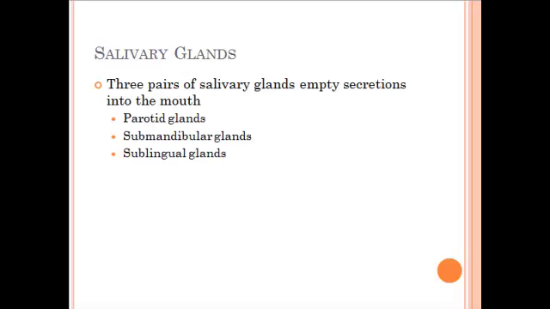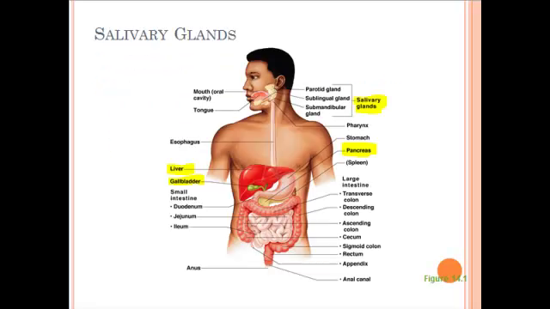There's three types of glands, three pairs of glands in the mouth. We have the parotid glands, the submandibular glands, and the sublingual glands. And you can see where they're located here as you're looking at this picture. Here's the parotid gland, sublingual gland, and the submandibular gland down below that.